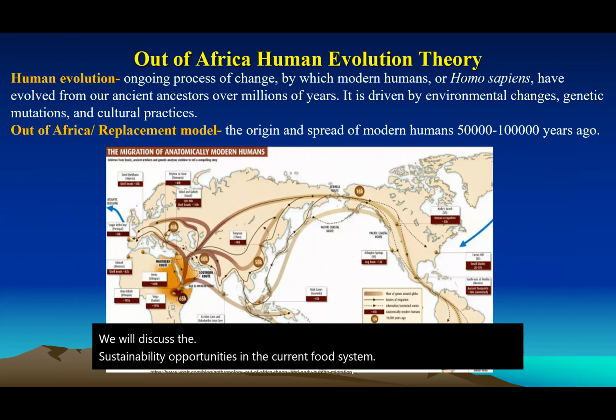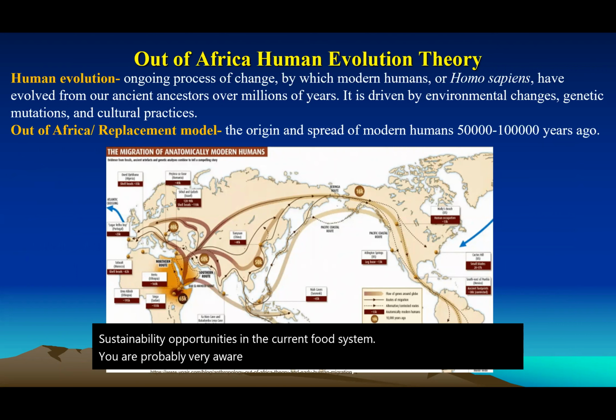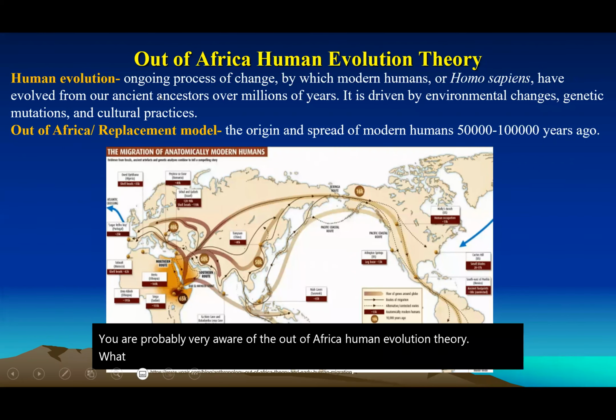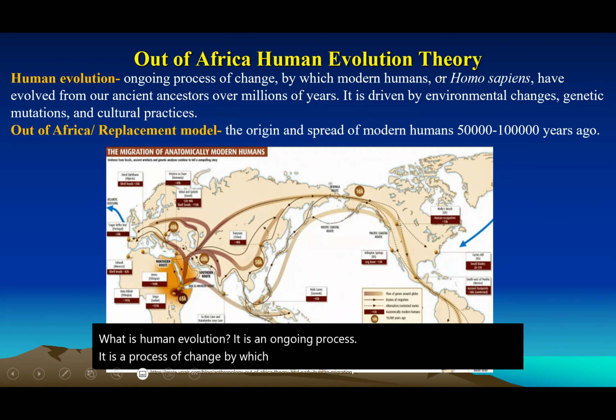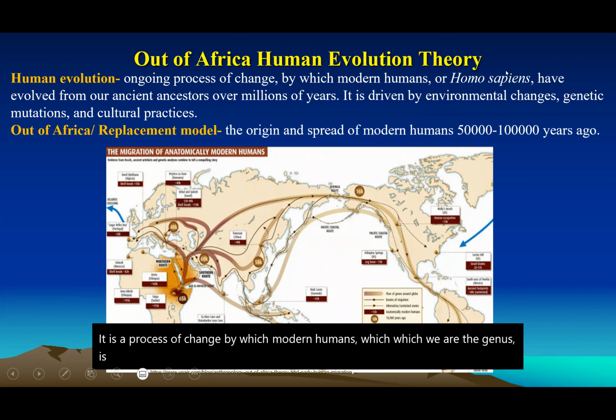You are probably very aware of the out of Africa human evolution theory. What is human evolution? It is an ongoing process. It is a process of change by which modern humans, which we are, the genus is Homo, species is sapiens, Homo sapiens. How did we evolve from our ancient ancestors? So this took millions and millions of years.